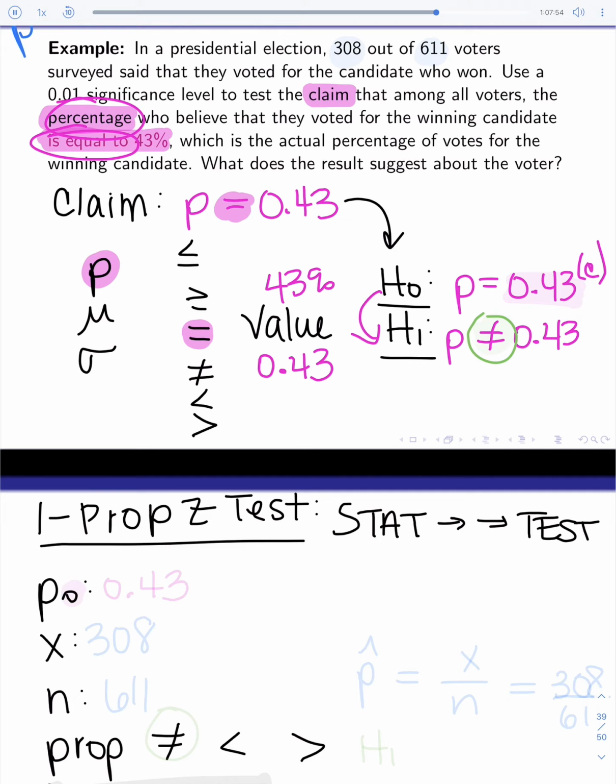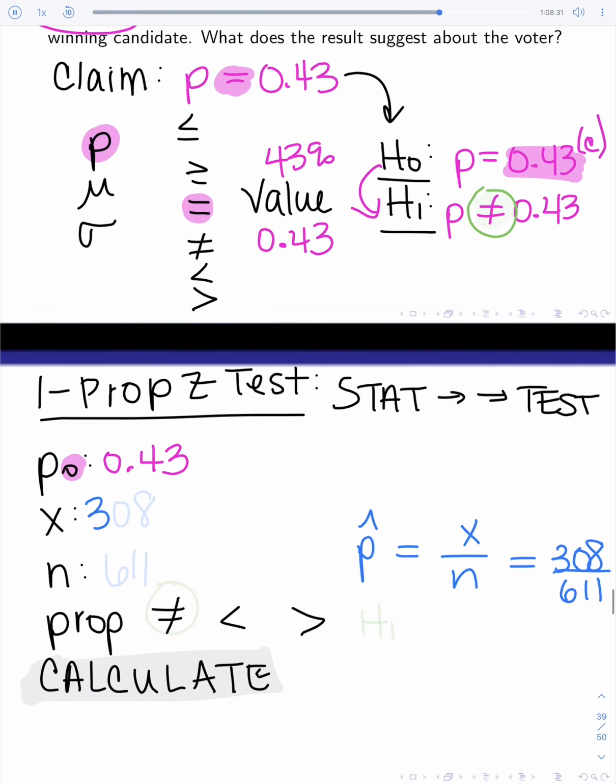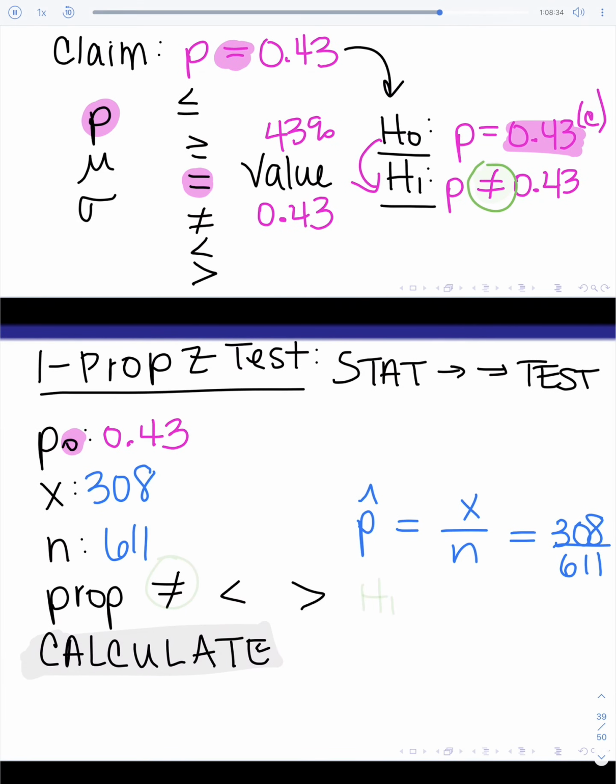So, our p naught, remember, that's going to come from the zero, which should remind you of the null hypothesis, which is the 0.43. So, I'm going to go ahead and fill that in. Our probability from the p naught is 0.43. The next thing that we need to come up with is our x and our n. That's going to come from our p hat, which is from our sample, which is the 308 out of 611. So our x over n is 308 over 611. So our x is 308, our n is 611.